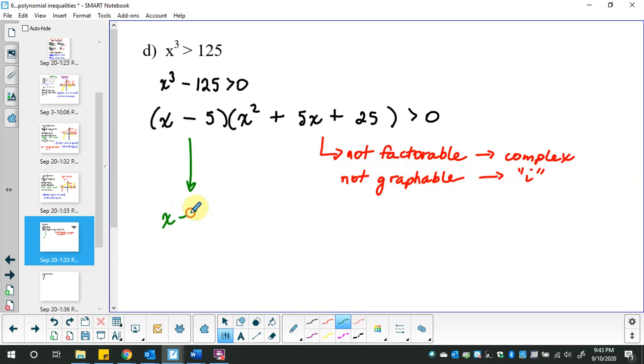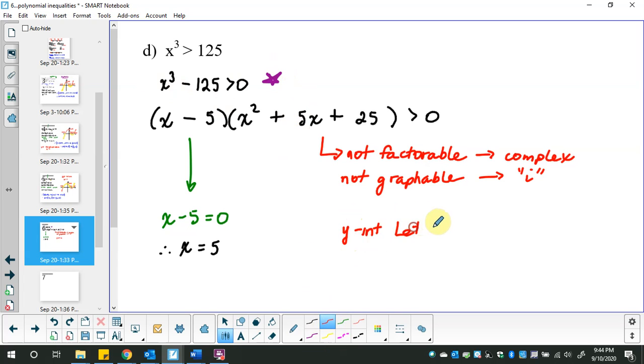That is not to say that this degree 3 doesn't have 3 answers. It is a degree 3 and it has 3 answers. One of them is x equals 5 and 2 of them have i's in them. So it's just not graphable. So we're done that part. Whoa, that was easy. And now I'm going to go from that spot and I'm going to find the y-intercept.